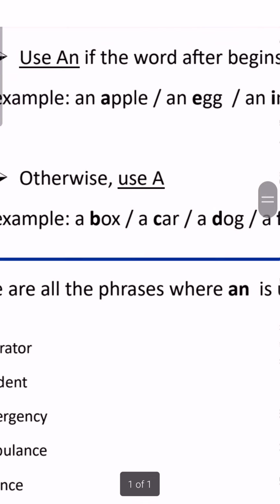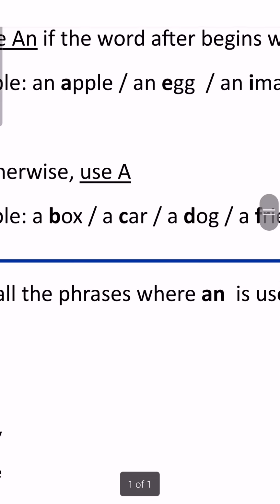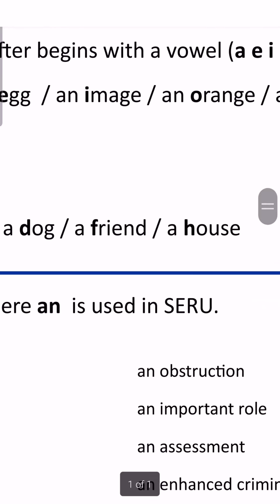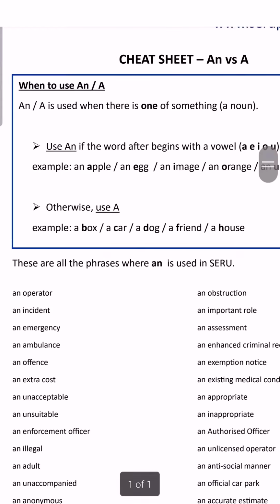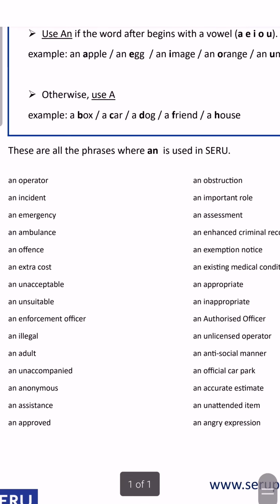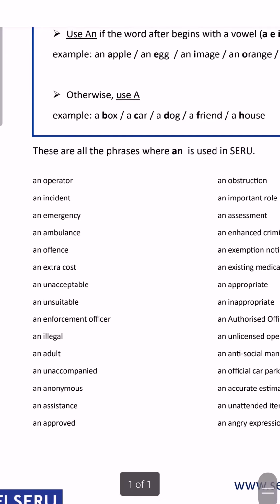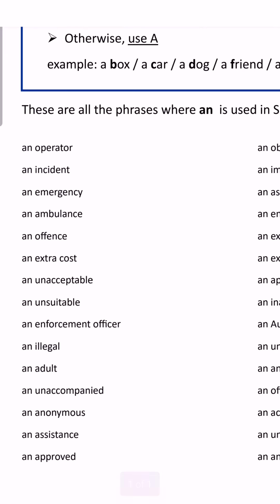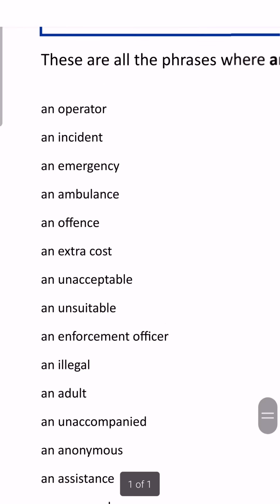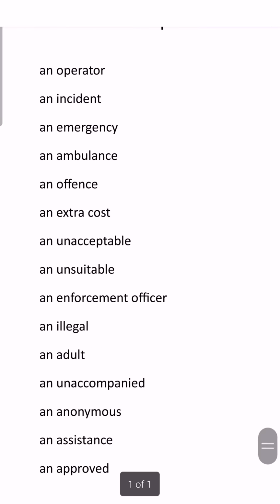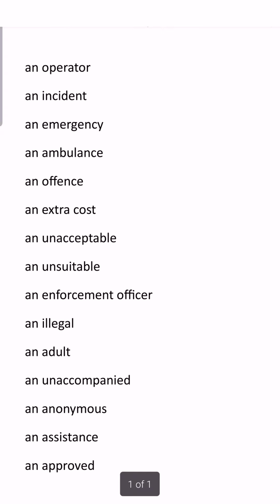If it doesn't begin with a vowel, for example, a box, a car, a dog, a friend, a house, we simply use a. Here is a list of all of the instances in the handbook that can come up in the fill-in-the-blank questions. Where we have an operator, an incident, an emergency, an ambulance, and so on.